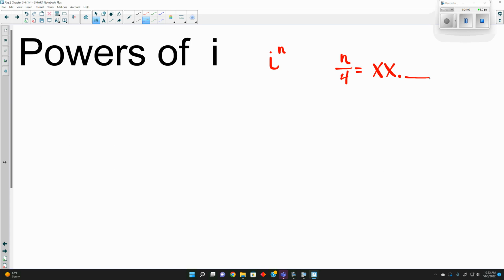If you divide by 4 and the decimal is 0.25, your answer is i. If you divide by 4 and get 0.50, it is negative 1. If you divide by 4 and get 0.75, it is negative i. And if you get 0.00, or you don't get a decimal, it is 1. That is it.